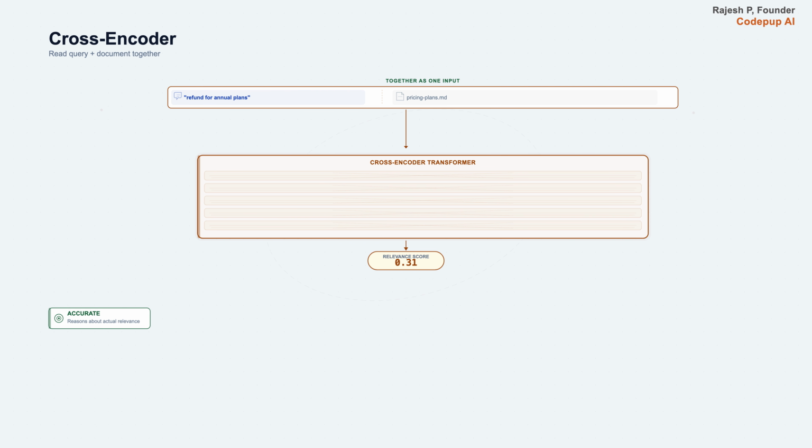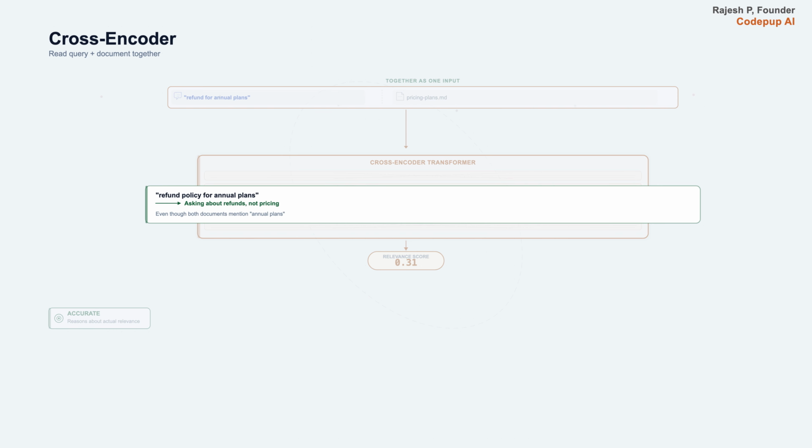How relevant is this document to this question? This is much more accurate. The cross-encoder understands that refund policy for annual plans is asking about refunds, not pricing, even though both documents mention annual plans. But it is slow. You cannot pre-compute anything. Every query document pair requires a full forward pass through the model.